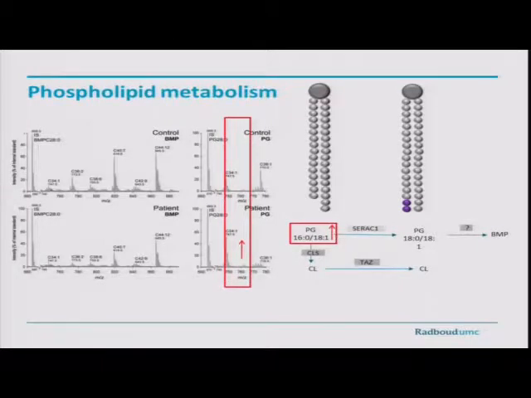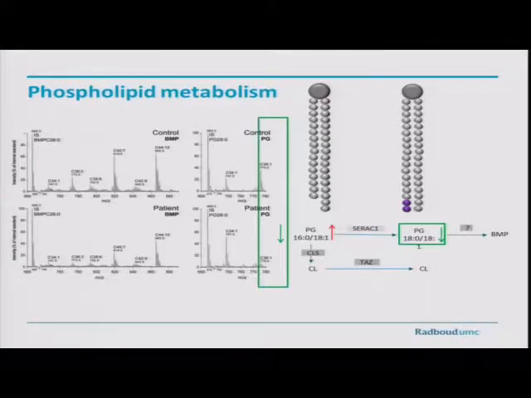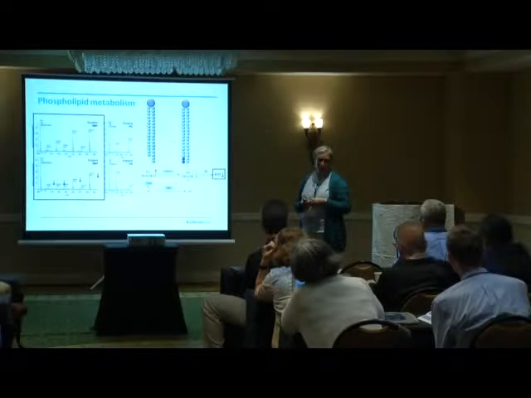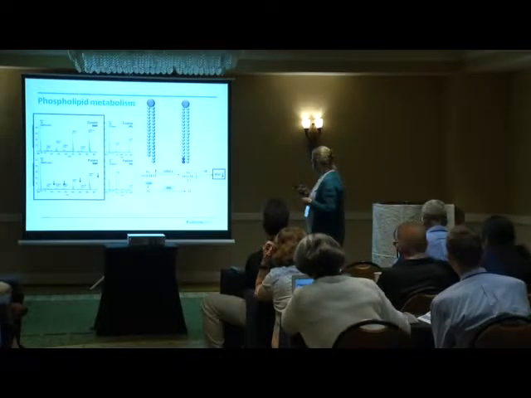We found elevated levels of phosphatidylglycerol with the 16:0/18:1 side chains. We found diminished levels of the PG 18:0/18:1, and we found diminished levels of BMP. So we thought that this is a new pathway, because the pathway towards the BMP was not known.